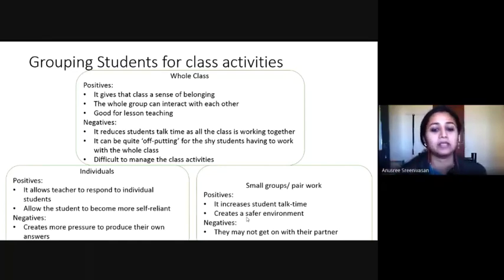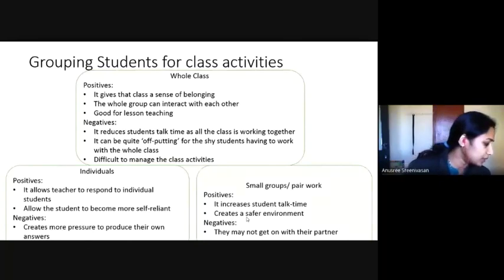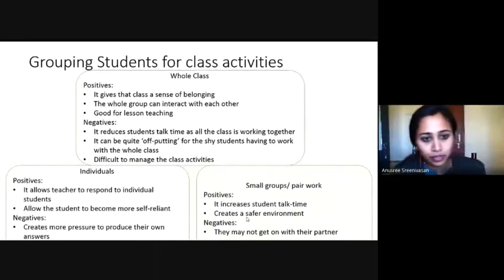If you consider the whole class as one particular group, the positives are that it gives the class a sense of belonging. All the students belong to one particular group. Then the whole group can interact with each other, so it helps student-student interaction, and it is also good for lesson teaching. All the lesson plan that you have come with, you can teach in one stretch for the entire class.